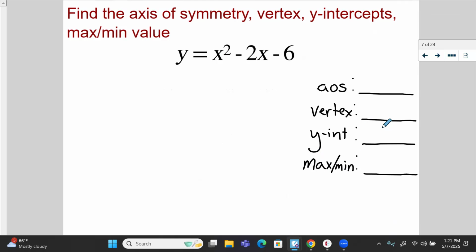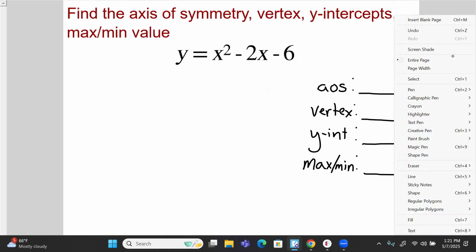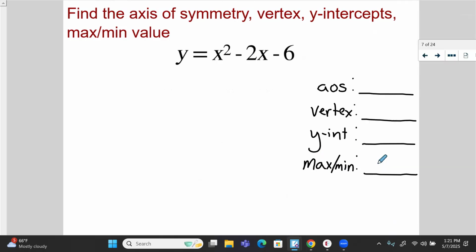I'll give you an equation like that. I'll give you a list like that: AOS, vertex, y-intercept, max, min. And I like to list them in this order because that's a reminder. This is how we should always find them. So remember, first thing we find is our AOS.